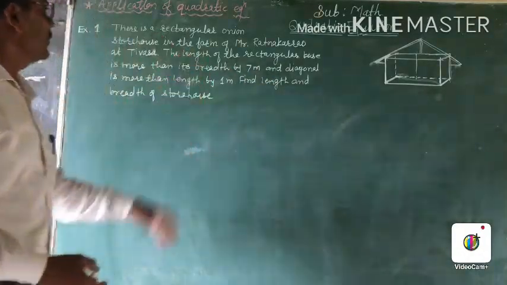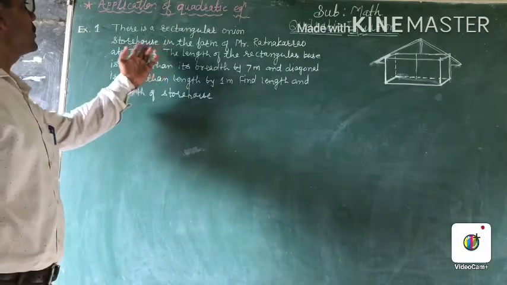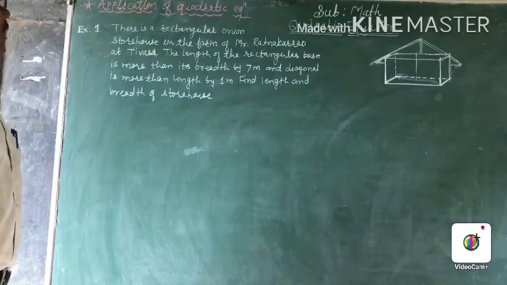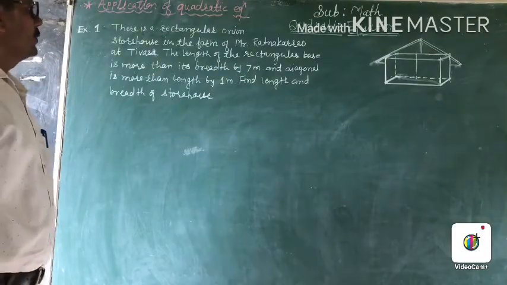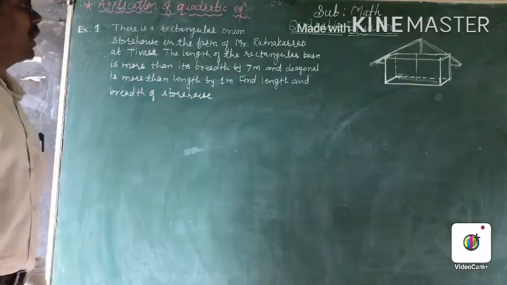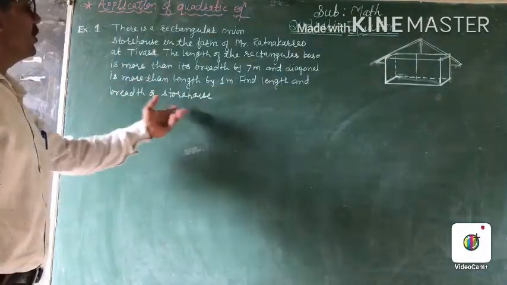Now here is one of the examples. There is a rectangular onion storehouse in a farm of Mr. Ratnakar Rao at Tivasa. The length of the rectangular base is more than its breadth by 7 meter, and the diagonal is more than the length by 1 meter. Find the length and breadth of the storehouse.